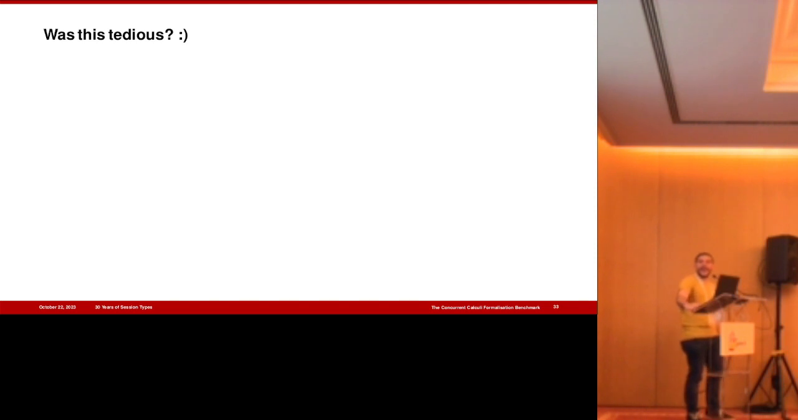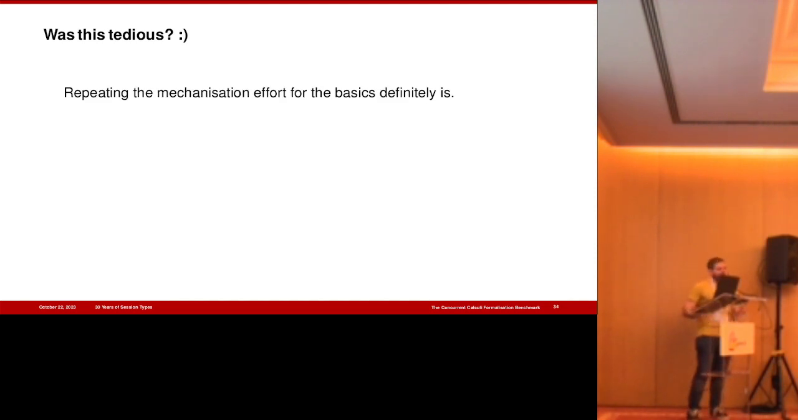It is. In particular, it's tedious when you have to repeat the mechanization effort for each one of these concepts every time you want to mechanize a new system. You have your own novelty. You have your own new idea on a system of session types. You love it. You want a mechanized proof. You know you can do it. And then you start, oh, okay, I have to prove subject reduction, or I have to take care of scope extrusion.